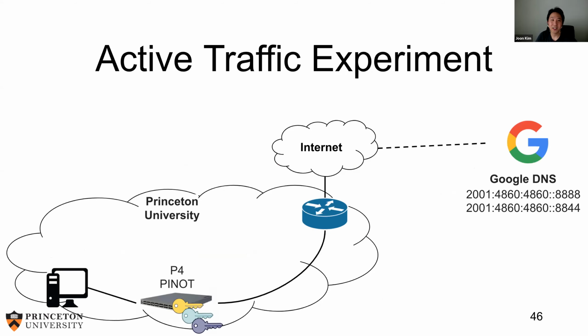So we were actually able to do this using an active traffic experiment using our real switch and router outside of the internet. What we did was connect the host to our PINOT programmable switch and send a query to the Google DNS. We got a /64 subnet from the IT department to play with, so that's why we were able to do these translations.